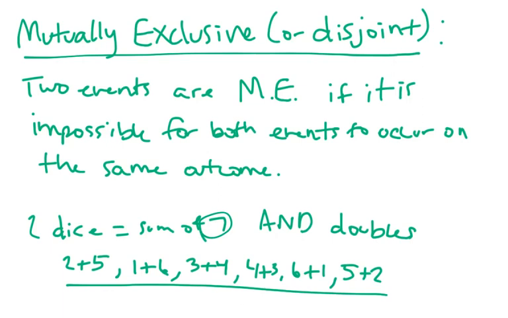So in this case, we would say yes. The probability of getting a sum of 7 when you roll 2 dice and doubles would be mutually exclusive events. These events cannot occur at the same time.